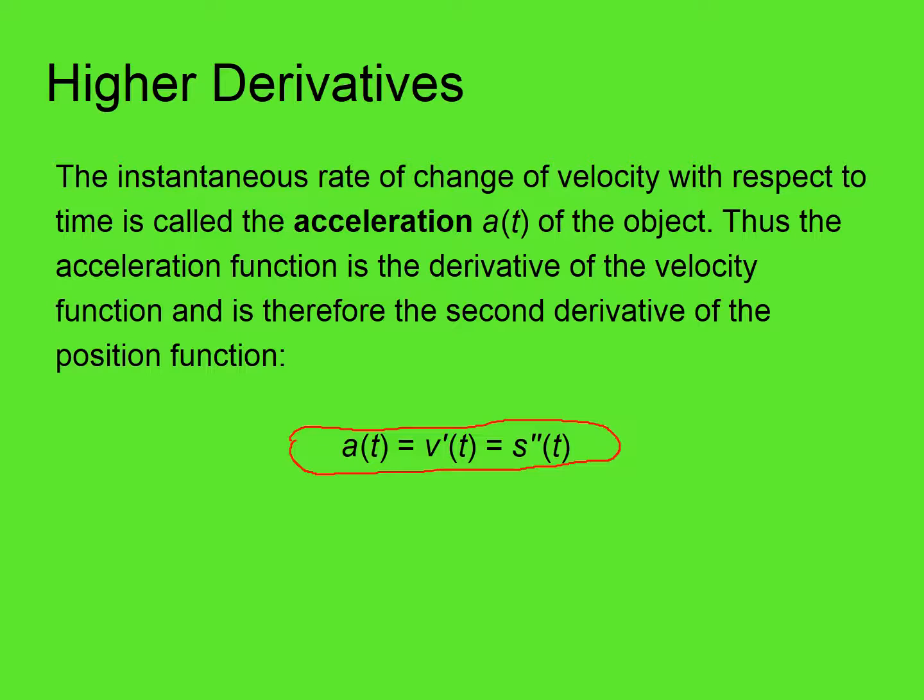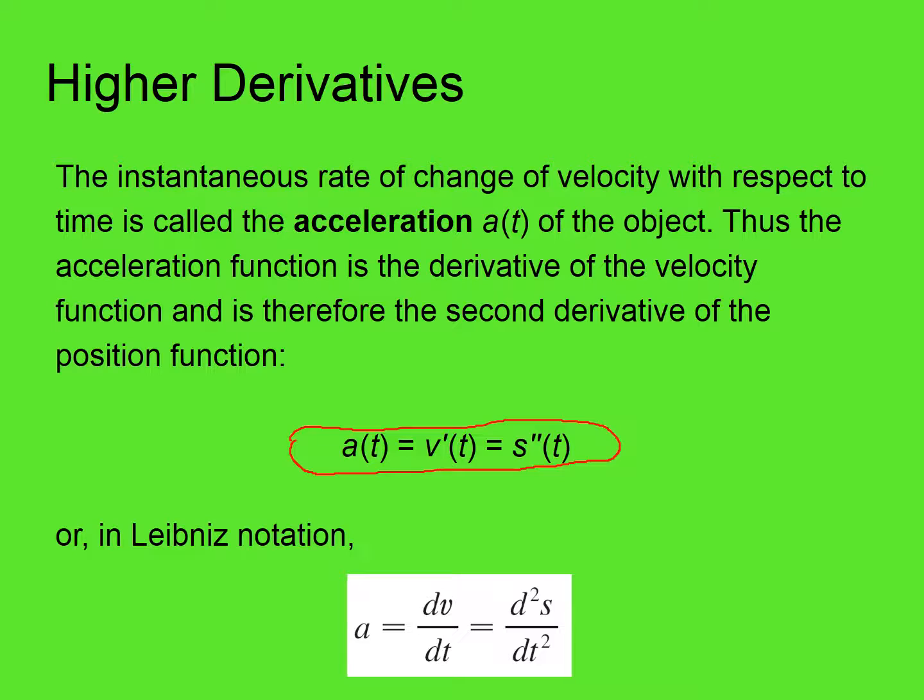So acceleration is the derivative of velocity. Velocity is the derivative of position, making acceleration the second derivative of position. In Leibniz notation, we've got this, okay? Acceleration is the derivative of the velocity function with respect to time, and that's the second derivative of the position function with respect to time.